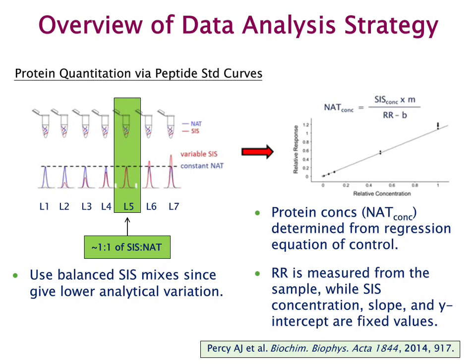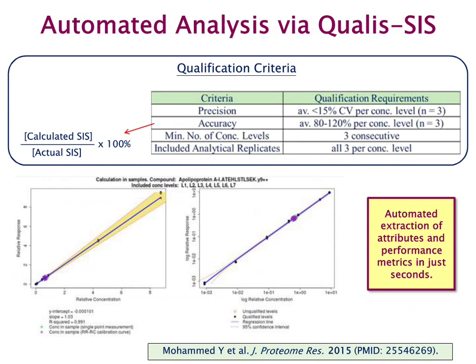The Proteomics Center at the University of Victoria has developed software that automates the generation of peptide standard curves as well as the calculation of the endogenous protein concentrations in patient samples. It also provides you with specific attributes such as the LOQ and the dynamic range.